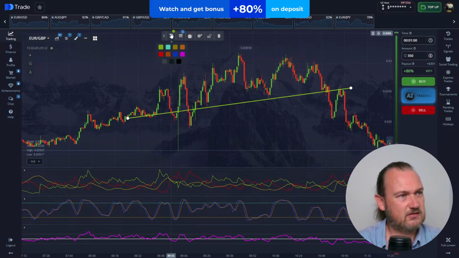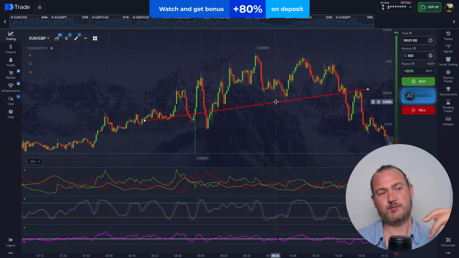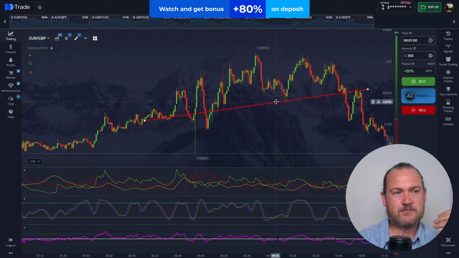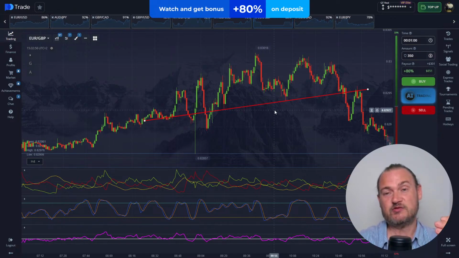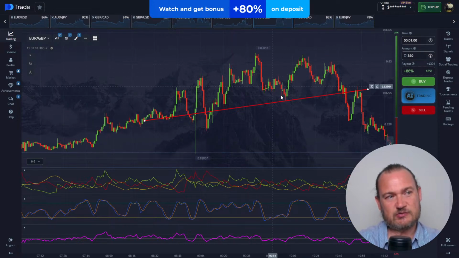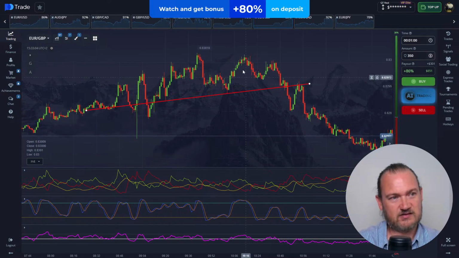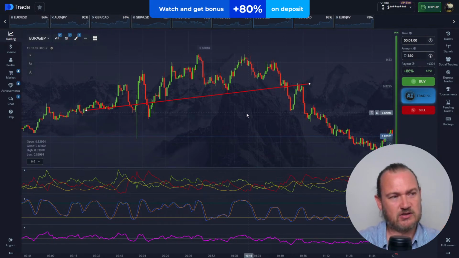Let's make this nice and thick, make this red. Okay, so as I remember what we just discussed, right? So we said we're looking at higher lows and higher highs while price is moving in a direction. So price was moving upwards here, it kept making higher highs and higher lows, but it stopped here. Okay, so after this, it started making lower highs, and then we had lower lows.